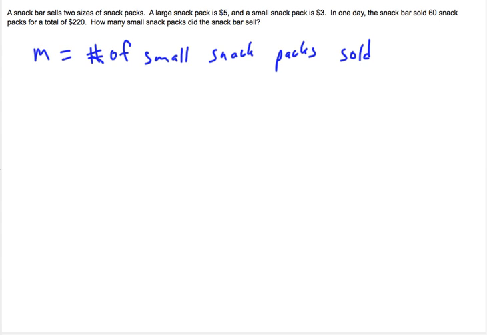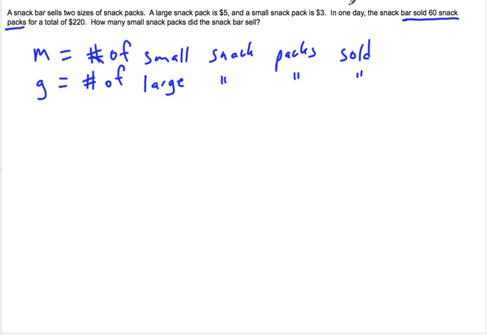And then another thing we don't know is how many large snack packs were sold. So I could say, my L's look like 1, so I'll just say G equals number of large snack packs sold. Okay. So now that I have that information, I can make some equations fairly easily based on some information here. So I know that in one day, the snack bar sold 60 snack packs.